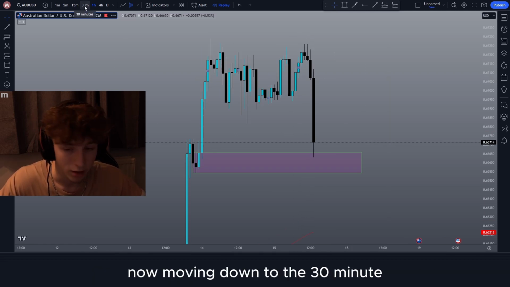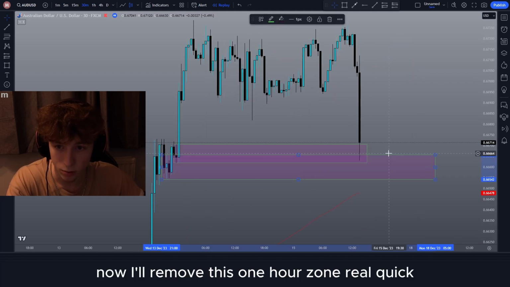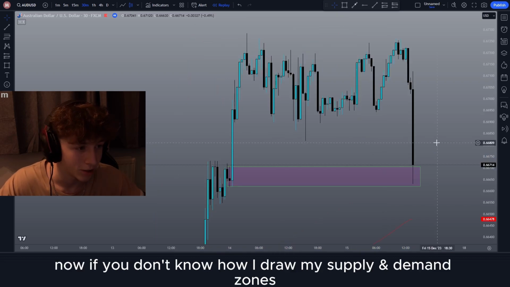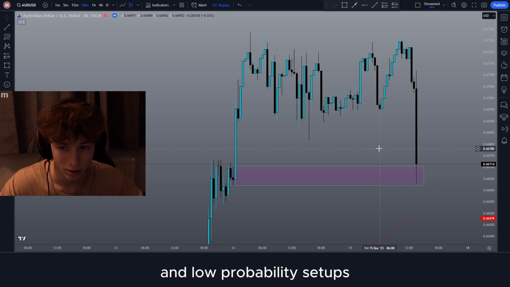Now moving down to the 30 minute, we can clearly see that we're in a high probability 30 minute demand zone. Now I'll remove this 1 hour zone real quick. Now if you don't know how I draw my supply and demand zones, I've got a video on it. Soon I'll probably make a separate video on high probability and low probability setups because I get asked questions on that a lot.